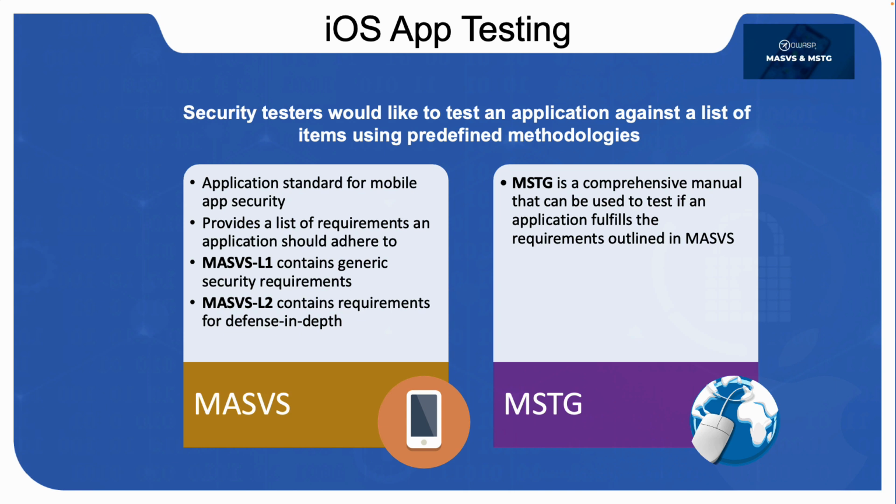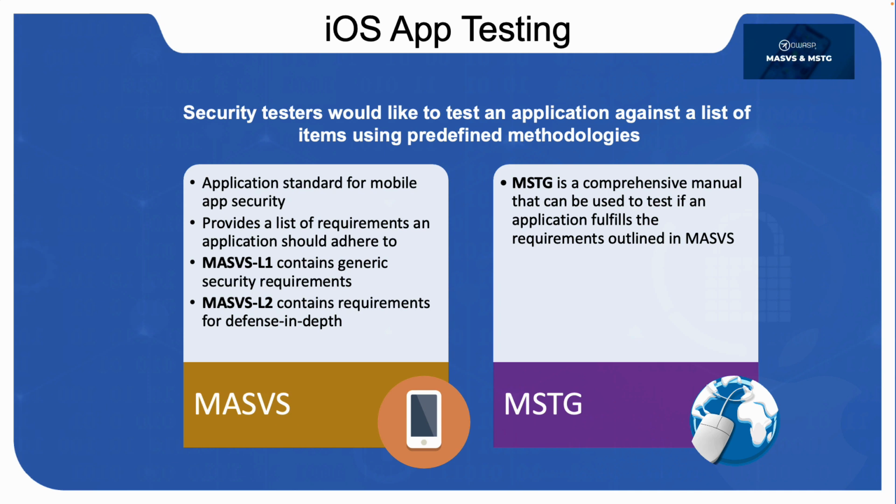MASVS is an application standard for mobile application security. It helps developers to develop secure mobile applications. Testers can use the standards to highlight relevant security issues and risks. This standard provides a list of the requirements an application should adhere to.